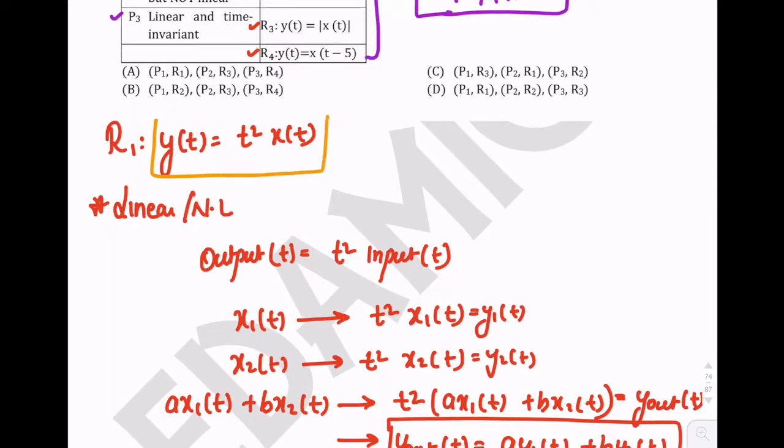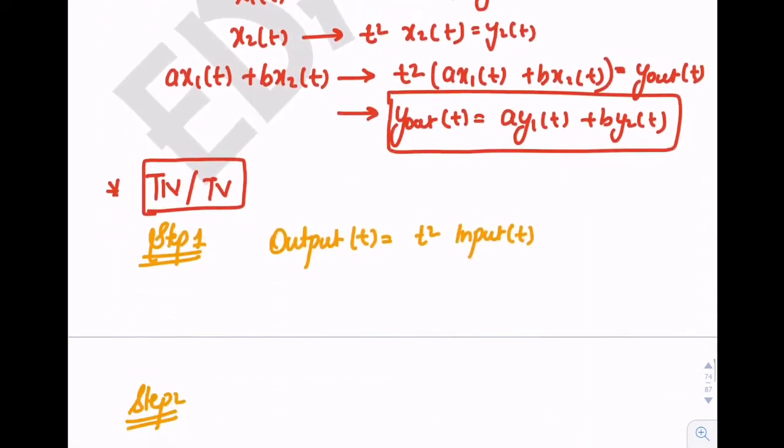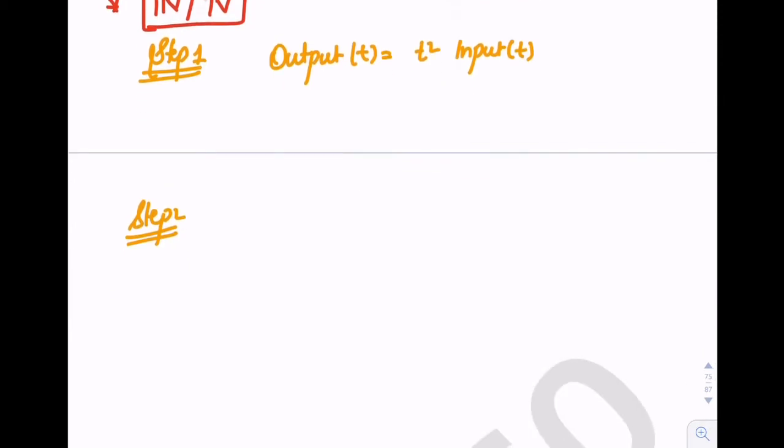So we will find the delayed output by simply replacing t by t minus tau in the whole expression of the relationship. So y(t minus tau) is equal to (t minus tau) whole square x of (t minus tau).